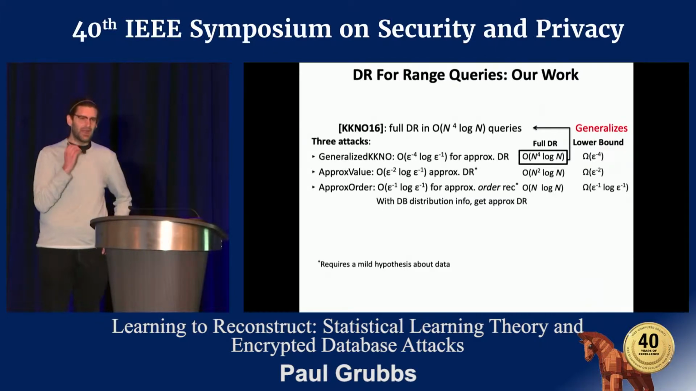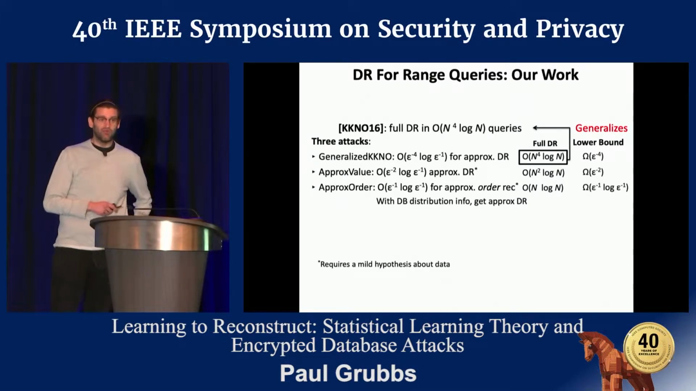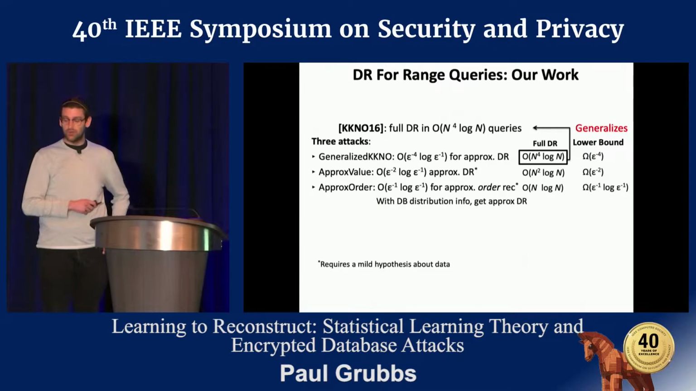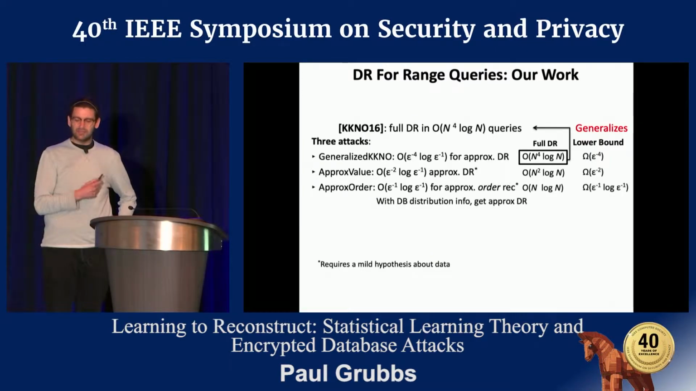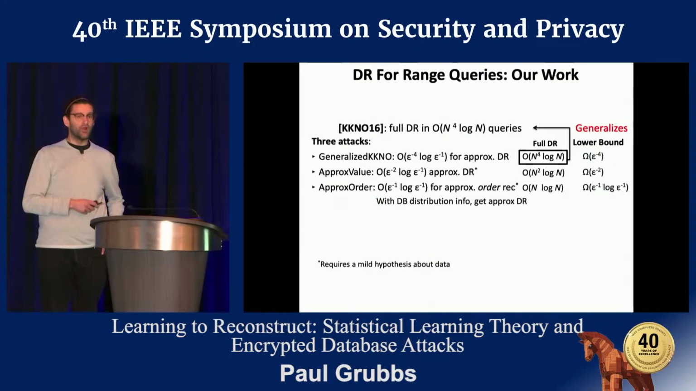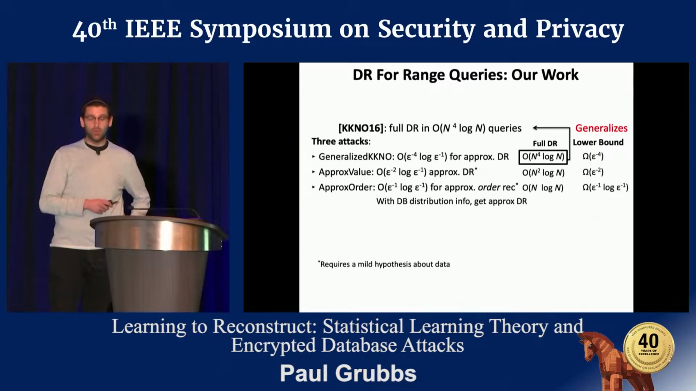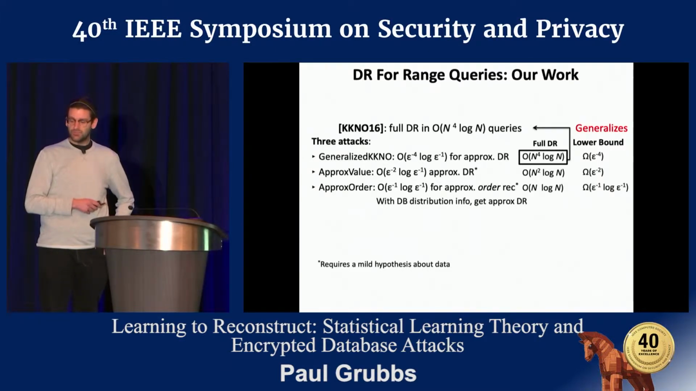Next, under a very mild assumption about the database, we show a new attack, ApproxValue, that achieves approximate database reconstruction in 1 over epsilon squared log 1 over epsilon queries. Again, setting epsilon to be 1 over n, this implies a full database reconstruction attack that works in n squared log n queries. We show a matching lower bound for this goal as well.